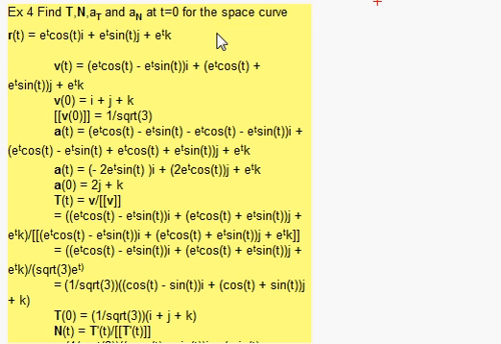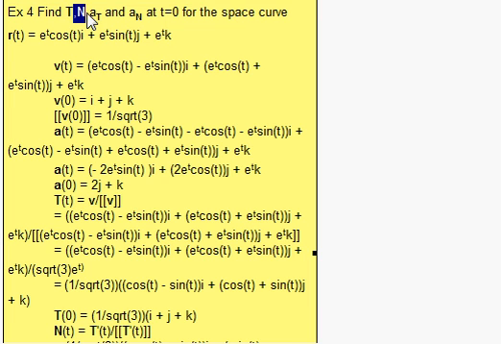Well, here's another example where we're finding a whole lot of different things: the tangent vector, normal vector, and the tangential and normal components of acceleration at t equals 0 for the space curve. Now we're going to do a space curve. And so... Make it so, number one. Yes, we're about to make it so. So here is the space curve.